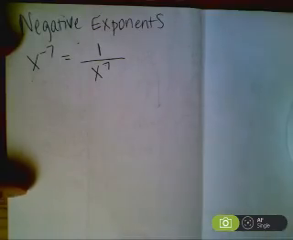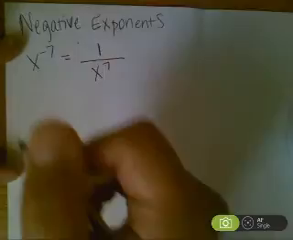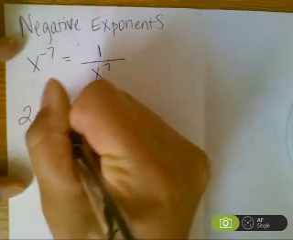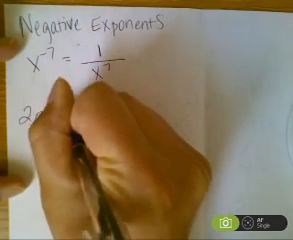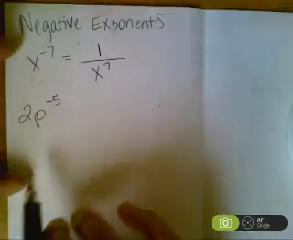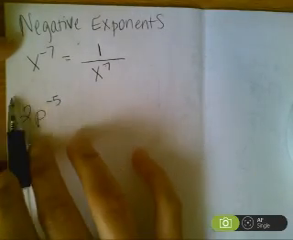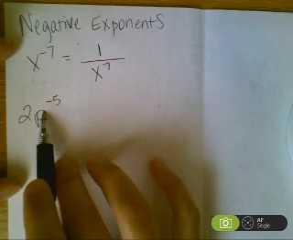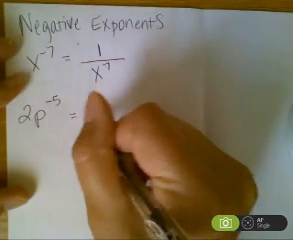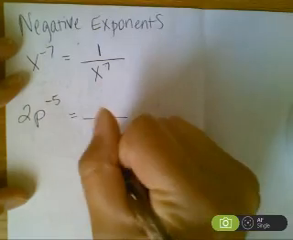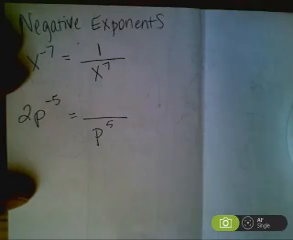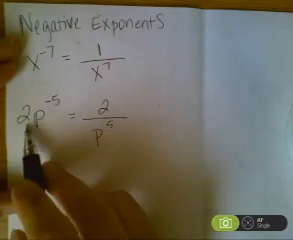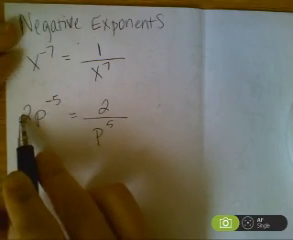If you have more than one value in an expression with a negative exponent, for example 2p to the negative 5th, pay attention to where the negative exponent is. There's no parentheses around the 2p, which means the negative 5 is only associated with the p. So when you are turning this into a fraction, p to the 5th is on the bottom of the fraction, and the 2 stays on top because the 2 doesn't have a negative exponent.